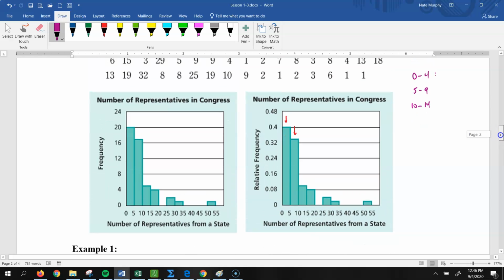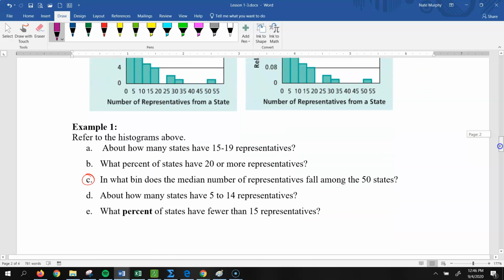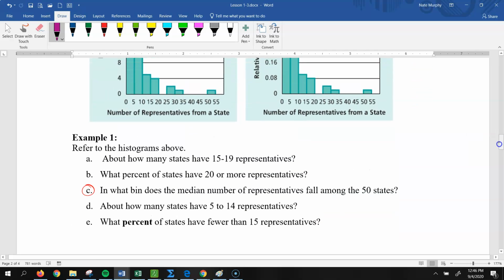All right, so here's what I want you guys to do. In these questions, A through E, I want you to answer A, B, D, and E on your own. I think you should be able to answer those without any help. But I do not want you to do letter C. I want you to wait on letter C. So go ahead and pause the video and answer A, B, D, and E. Then we're going to work together and talk about how to find where the median value would end up being. Go ahead and pause the video and hit play when you're ready to check to see if you got those correct.